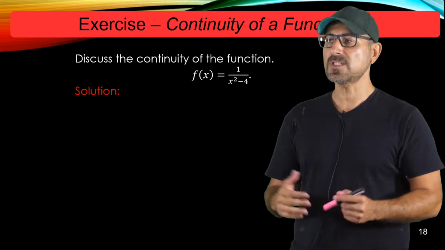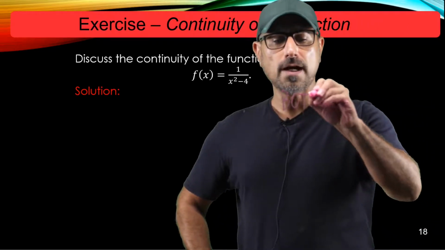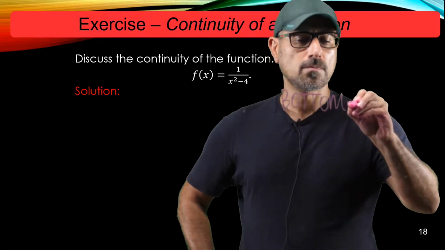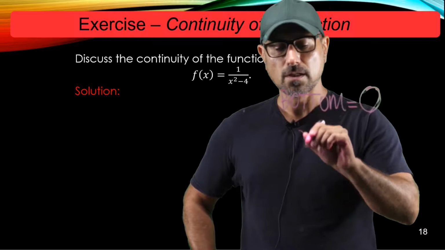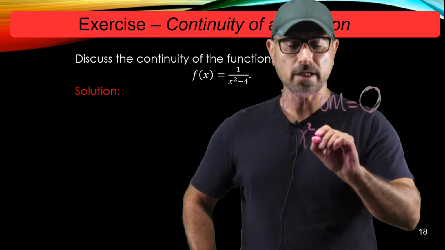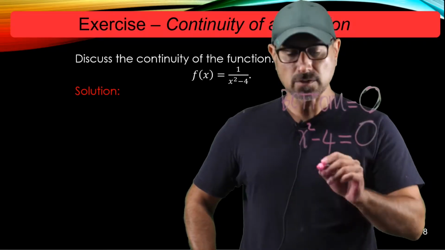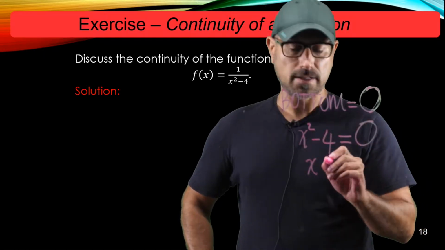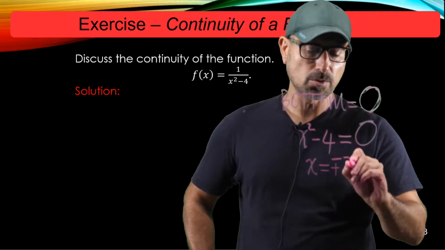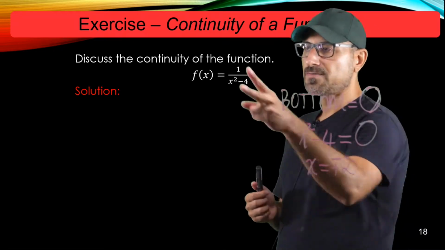So we first investigate if the bottom becomes 0. And here the bottom is x squared minus 4. We set that to 0 and conclude that x squared equals 4, and then x should be plus or minus 2. For these values, this function is not defined.